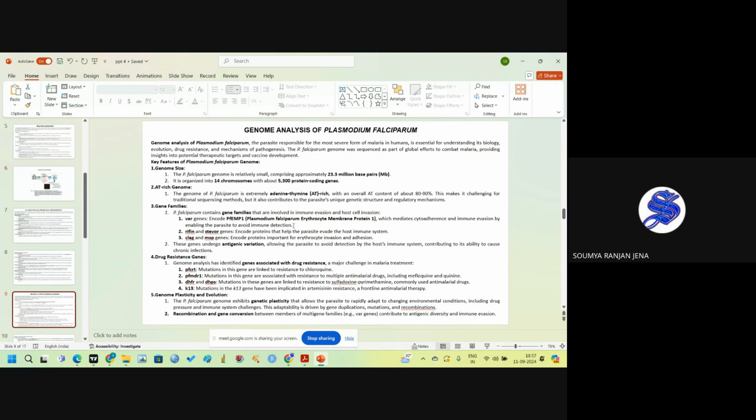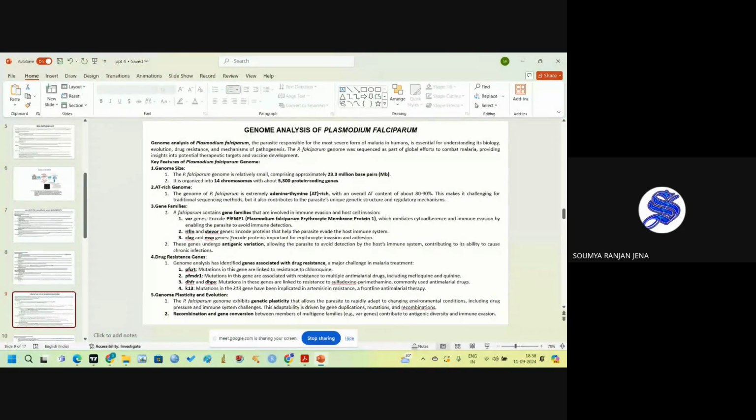If the sequence of these var genes changes, suppose our immune system first responds to var1. But if it changes in the second infection, the gene will change to var4, or variable 4 gene. And if variable 4 is expressed, then our cells will secrete antibody against var4. But during the third infection, it changes again to var27 or 15. These changes help the parasite avoid our immune detection.